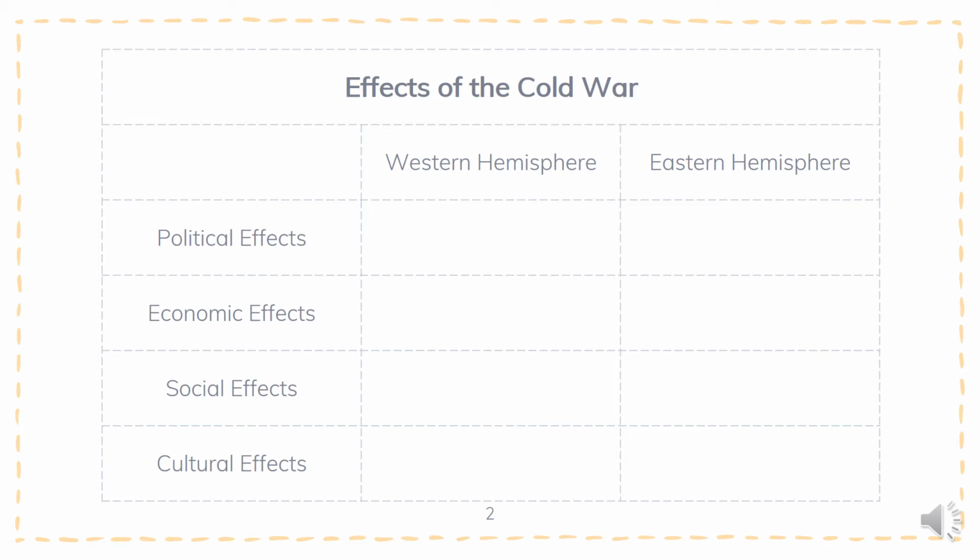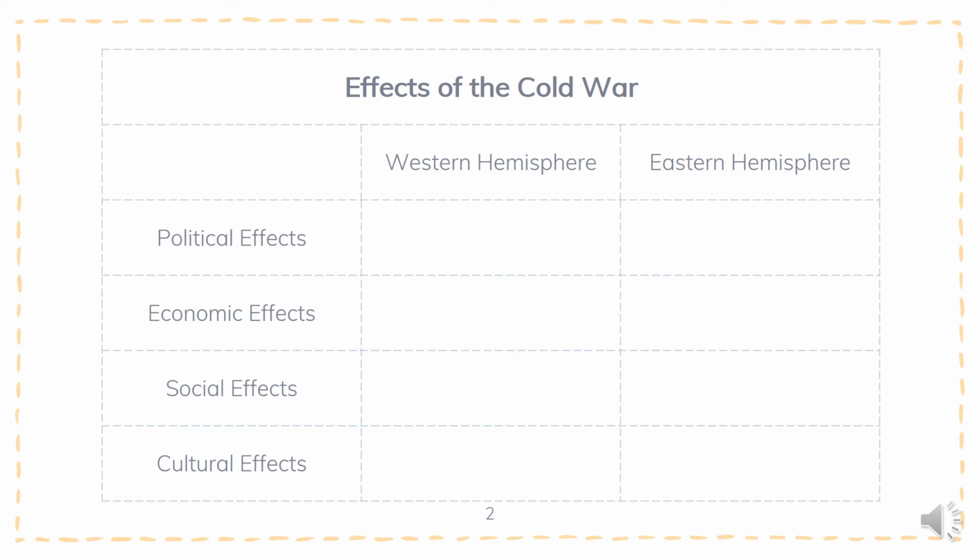And so this is going to just be an overview of the effects of the Cold War as it affected the Western Hemisphere, which would be the United States and Western European countries, and the Eastern Hemisphere, which would be predominantly the Soviet Union and some Asian countries. And so you'll just go through and look at the political, economic, social, and cultural effects on both the Western Hemisphere and the Eastern Hemisphere.